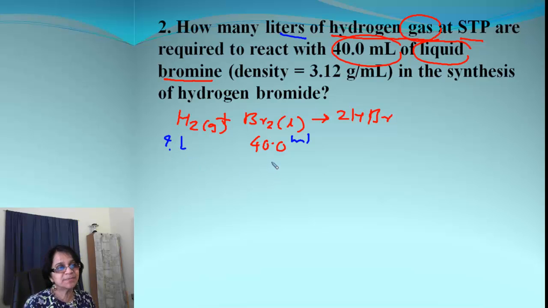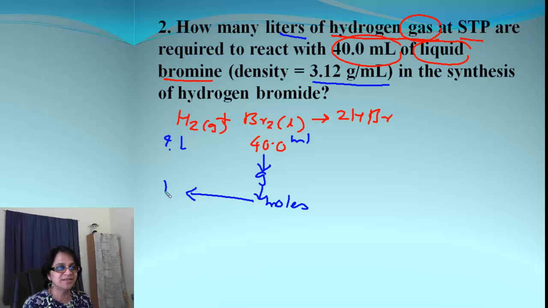It is not simply converting milliliters directly to moles. We need to use density. Anytime there is liquid, we are going to make use of density. From milliliters, we are going to go to grams using the density value. From grams, we are going to go to moles, and then from moles of bromine, we can go to moles of hydrogen, and from there, it will be liters of hydrogen.